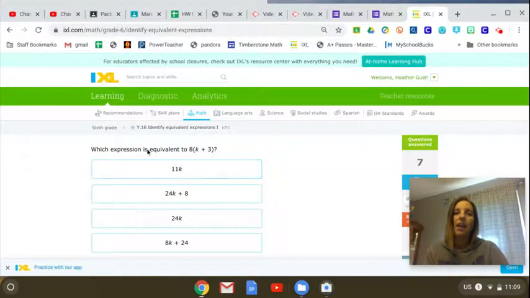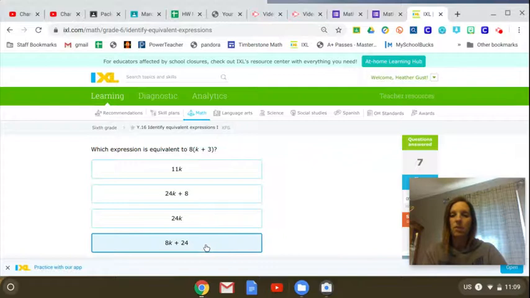Okay. Now this one is unique because I have to use the distributive property. So I need to take 8 times the k, which would give me 8k, and I have to take 8 times the 3, which is going to give me 24. So be careful with this because they give you two different options that look similar, but remember we have 8k plus 24.